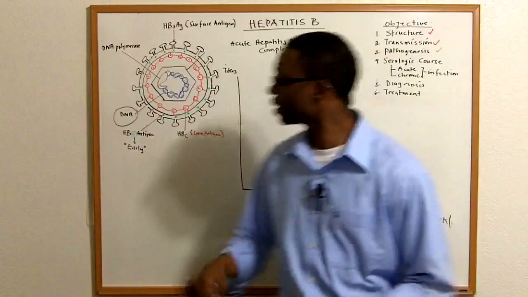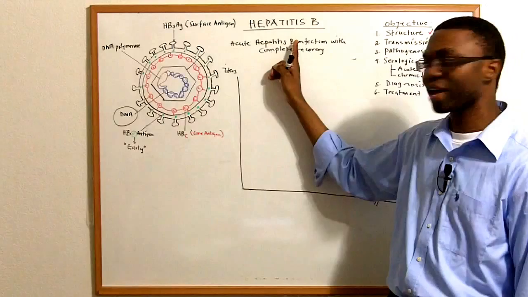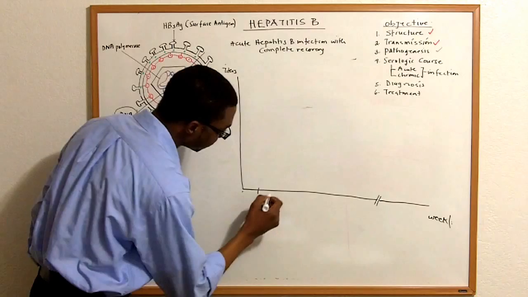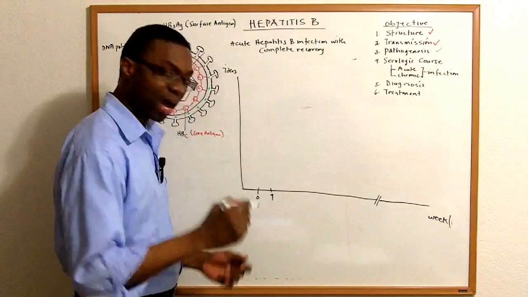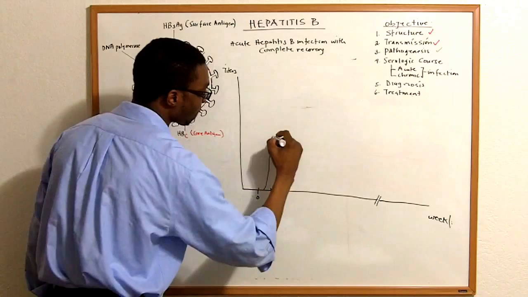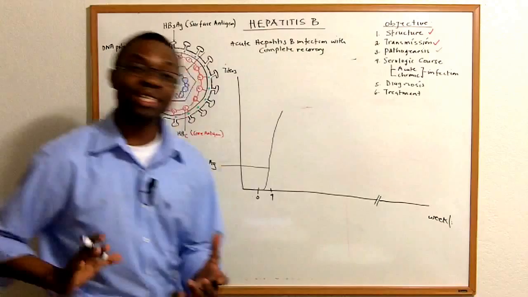Well, when the virus gets into the cell, the first thing that's going to go up, right? The first thing that's going to go up when we measure a titer during an acute hepatitis B infection is the hepatitis B surface antigen. So let's draw that out. Let's say this is 0 weeks, and let's make this 4 weeks. So in the first 2 weeks, we're going to use black to represent the rise in the hepatitis B surface antigen. See that? The hepatitis B surface antigen level is going to rise. That is showing us you have an infection of hepatitis B.